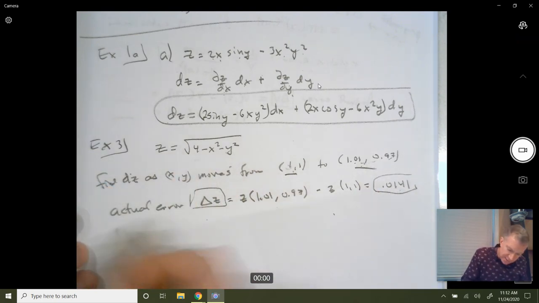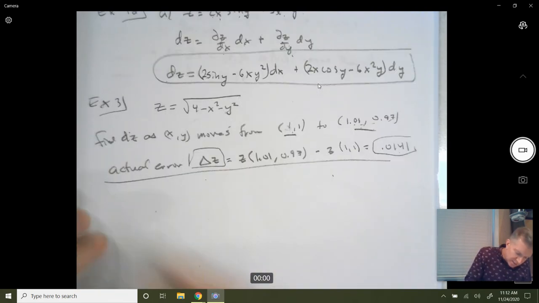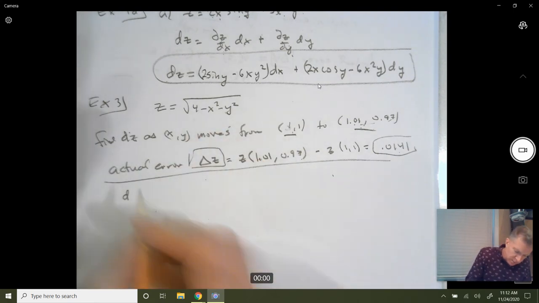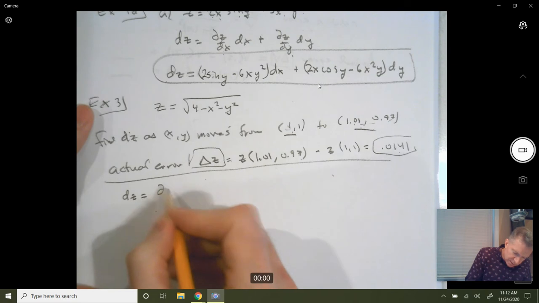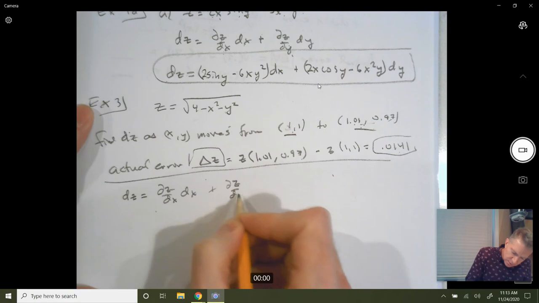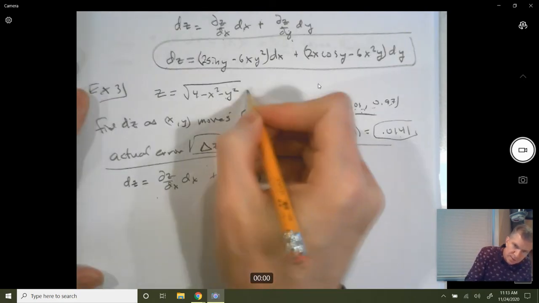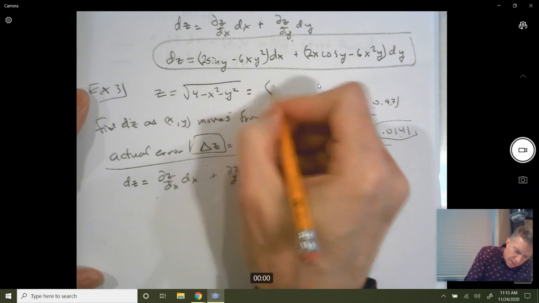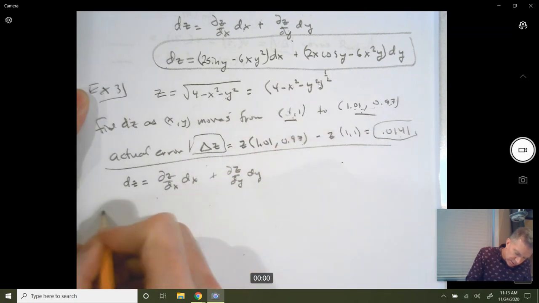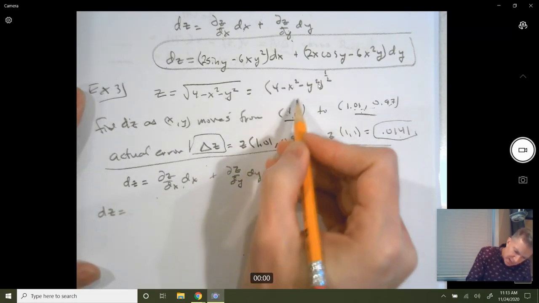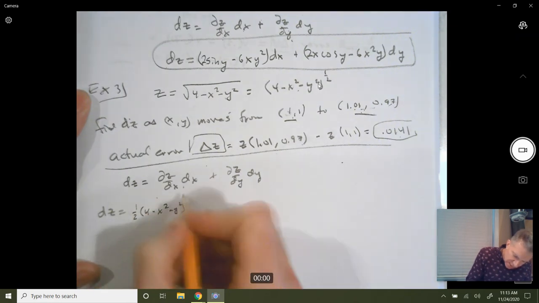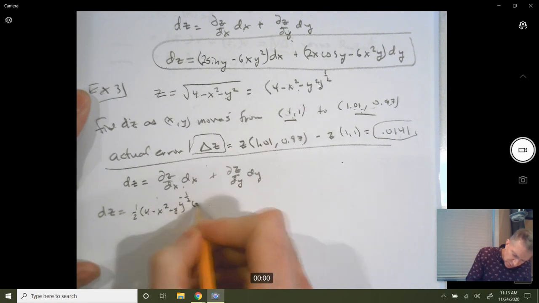Now we're going to find the propagated error or the estimated error. So we wouldn't need to plug these into a calculator. We're going to use calculus to approximate things. So dz is going to be dz dx times your dx plus dz dy times your dy. I'm going to rewrite this as 4 minus x squared minus y squared to the 1/2. So your dz equals the derivative with respect to x.